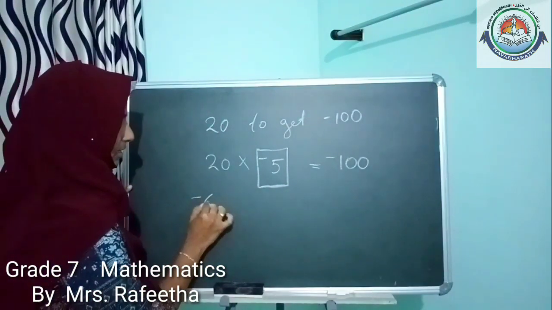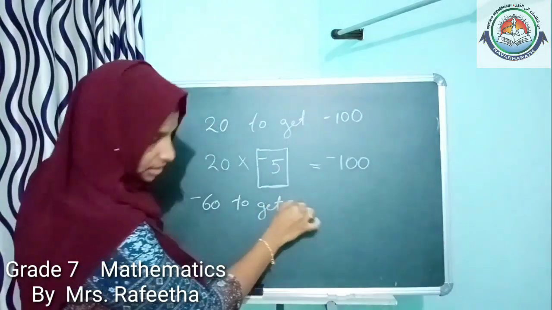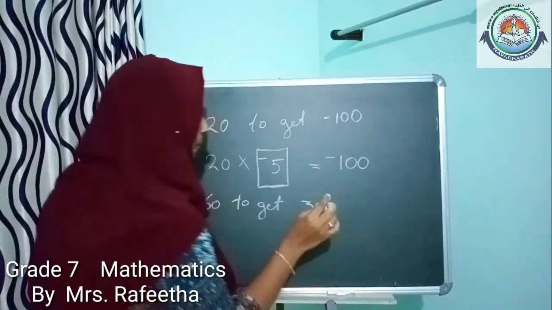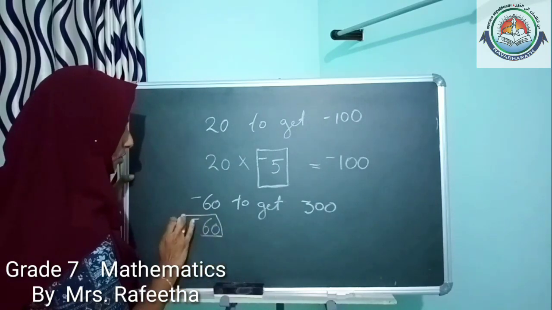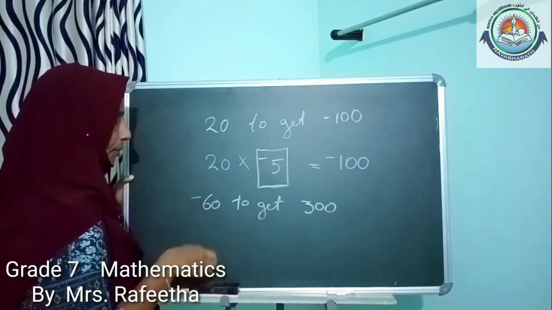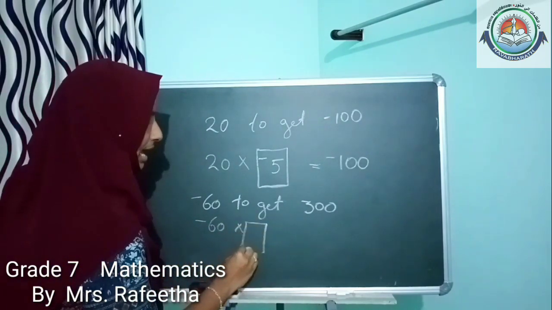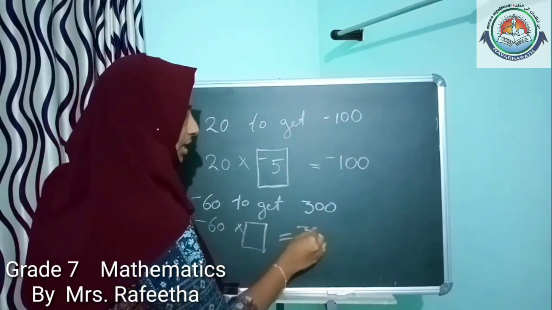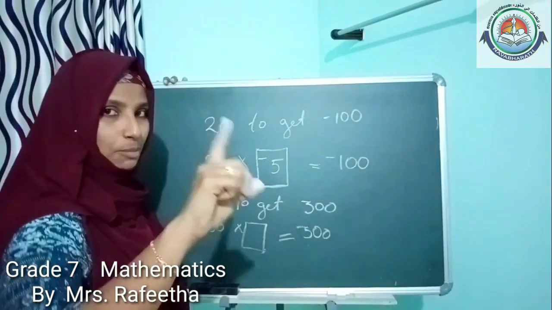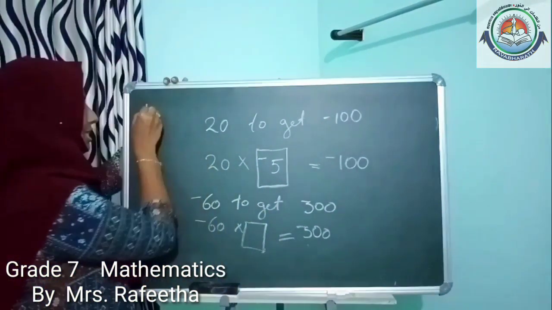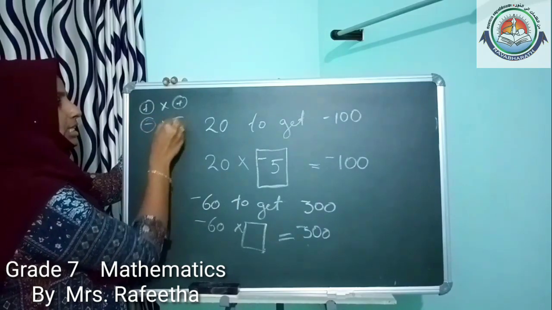Minus 60 to get 300. That is a particular number we want to multiply with minus 60 to get the answer 300. We know that what is the condition for getting the positive result? That is positive into positive or negative into negative.